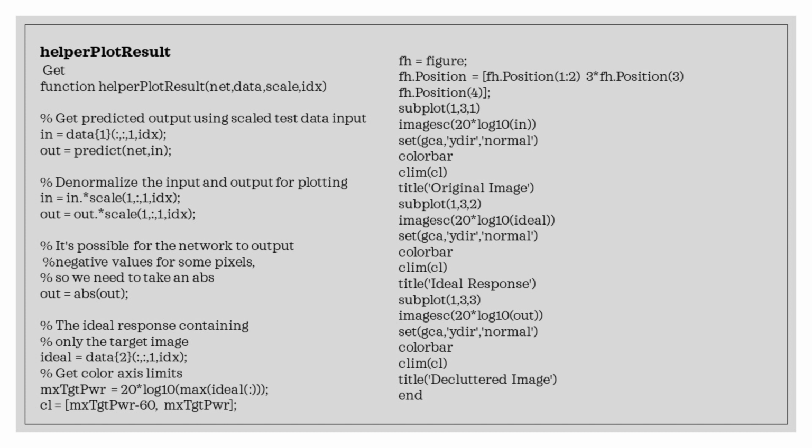subplot(1,3,3). imagesc(20 log10(out)). set(gca, dir normal), colorbar, clim(CL), title decluttered image. This block of code sets up the third subplot to display the decluttered output image, out. It performs similar operations as the first and second subplots. End marks the end of the function definition.